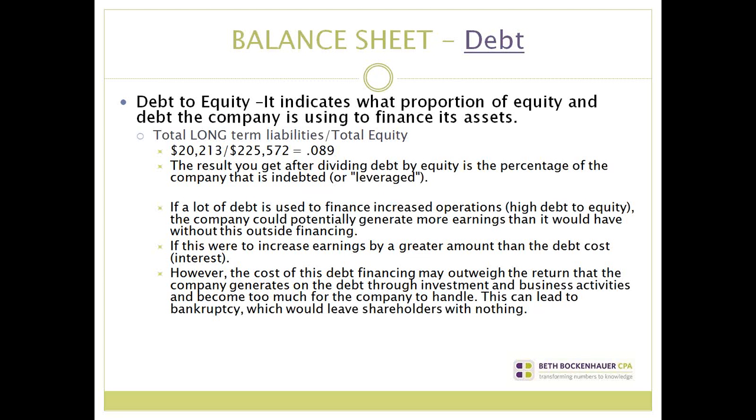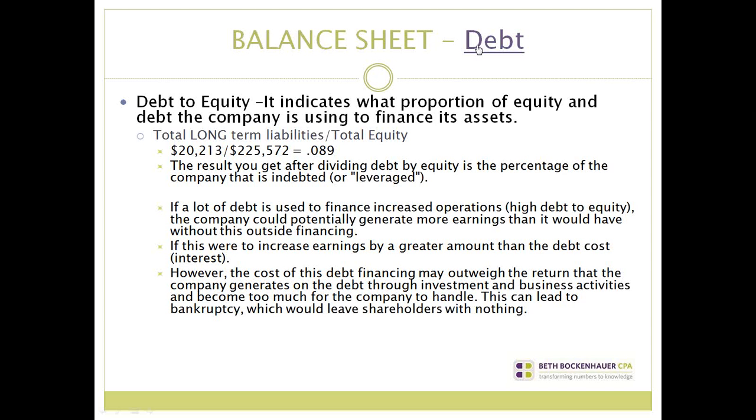Now, our last ratio that we're going to talk about is debt to equity. You all should probably be familiar with this. This is one that's very heavily used by banks, as well as the quick ratio that we discussed before. The debt to equity indicates what portion of equity and debt the company is using to finance its assets. So we have long-term liabilities divided by total equity.